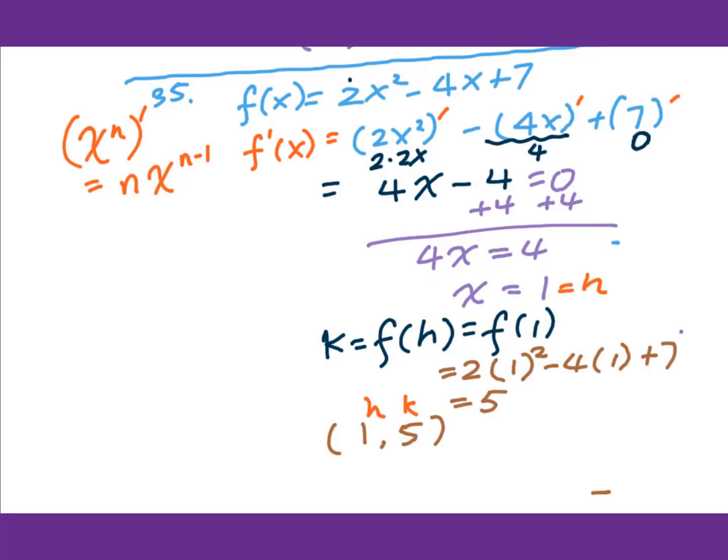And a will be the coefficient of x squared, that's 2. So we got y equals 2 times (x minus 1) squared plus 5.